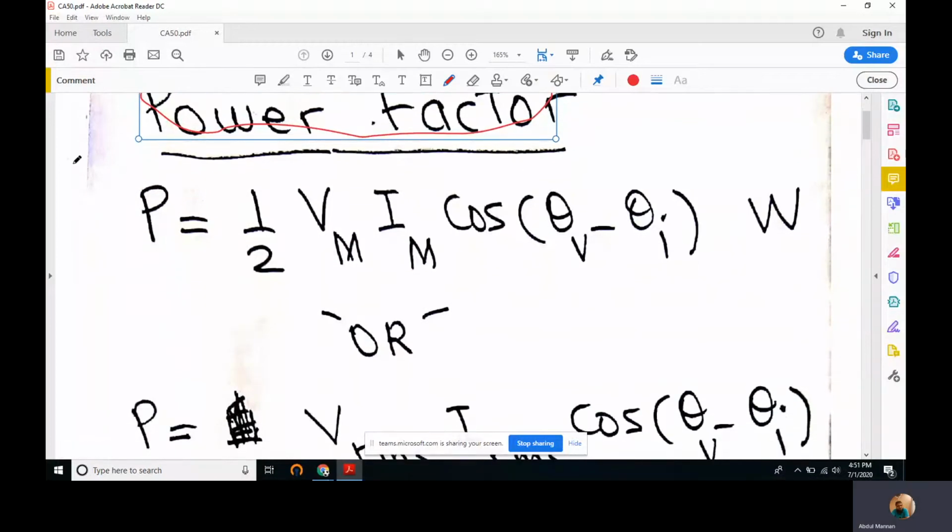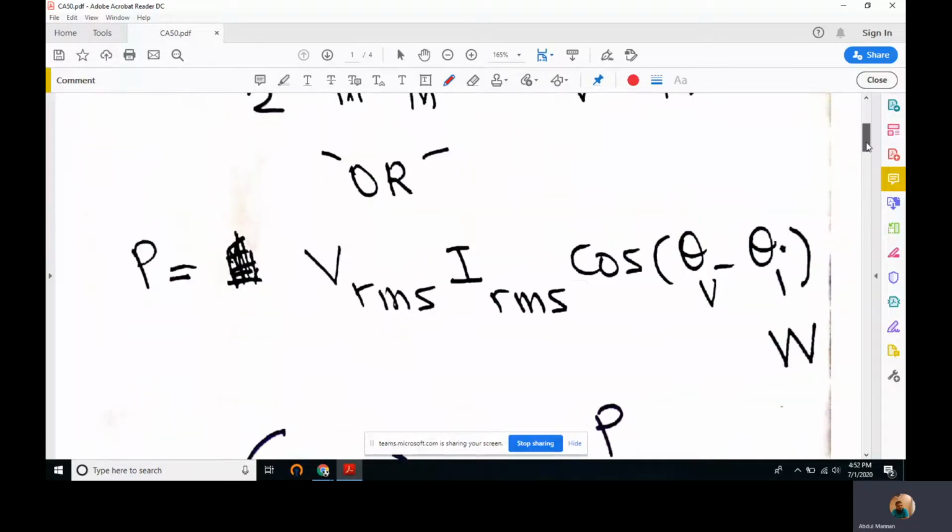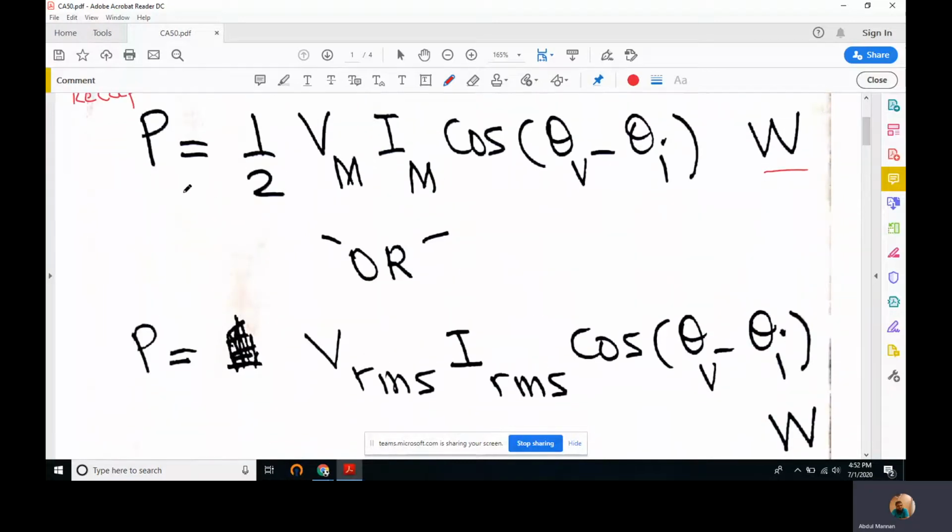We have studied, it's a small recap of what we have been studying in last few lectures. Power P is represented as half Vm times Im times cosine of the angle between the voltage and current and is measured in watts. In the last one or two lectures, we have also described the same power P in terms of RMS quantities, whereas these are peak quantities.